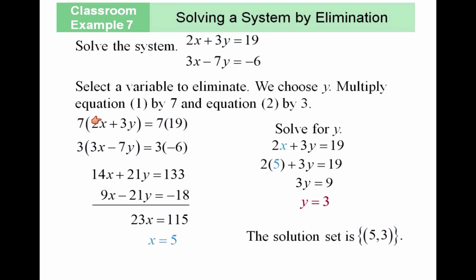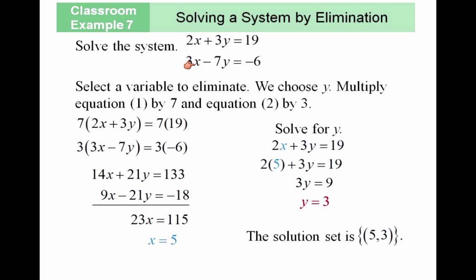make sure to multiply that 7 by each term. It's very important, by each term. So 2 times 7 would be 14x, 3 times 7 would be 21y, and so on. As you see, by doing that, the coefficients of y become opposite of each other, so I can add these and then solve for x, and plug it into the other equation and solve for y.